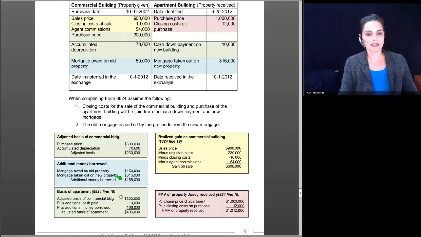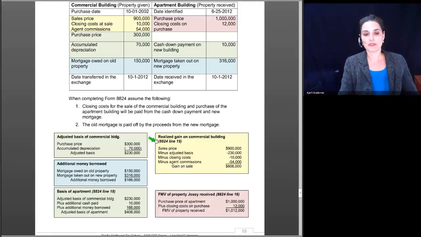So ultimately, we take the adjusted basis on the commercial building, we add the cash down payment on the new building, we add the additional money borrowed for the new building to get the adjusted basis of the new building, which is $406,000. And we're doing all of this to basically figure out what line 18 of Form 8824 should look like. So when you're done completing Form 8824, line 18 should have $406,000 on it.